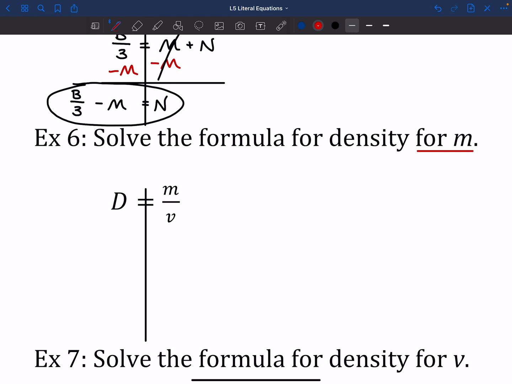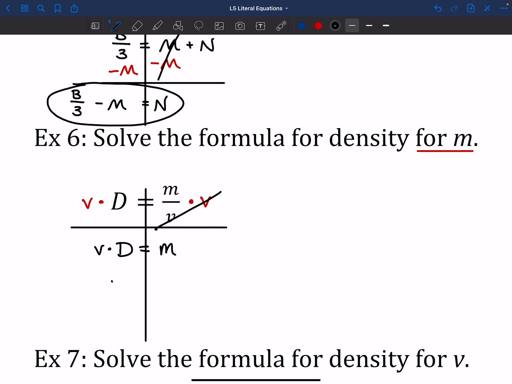To do that, again, think about undoing whatever's happening with it. In this one, we have m divided by v. So to undo division by v, I'm going to multiply by v. When we do that, I'm again doing it on the other side as well. We're going to yeet the v's right out of there. Over here, we're going to have v times d. On the other side is just m. We can write it exactly like that.